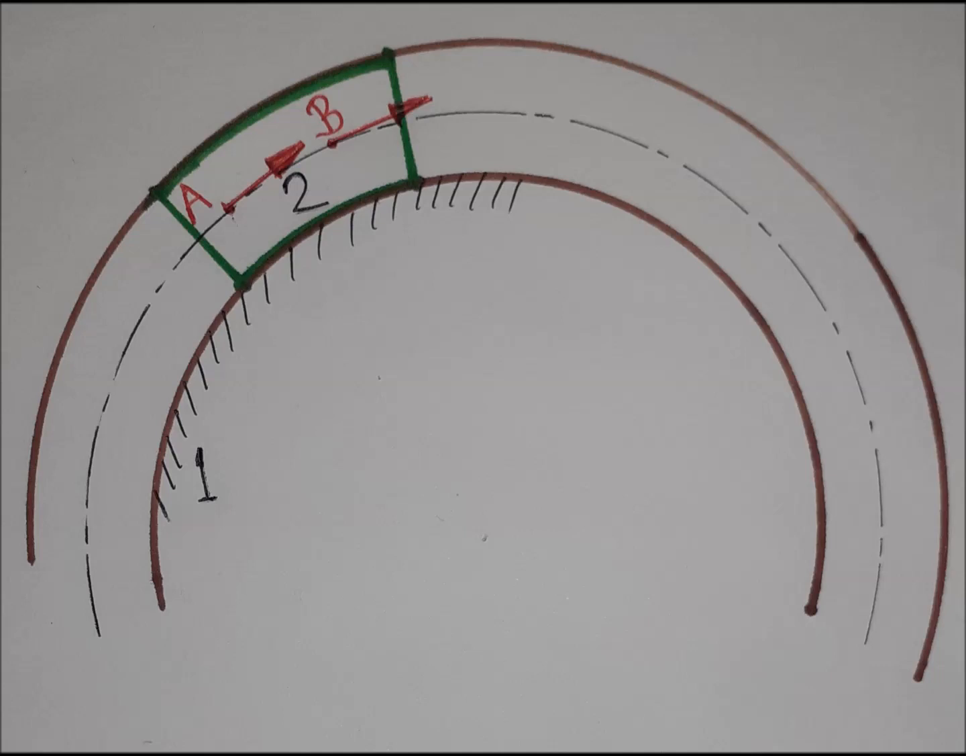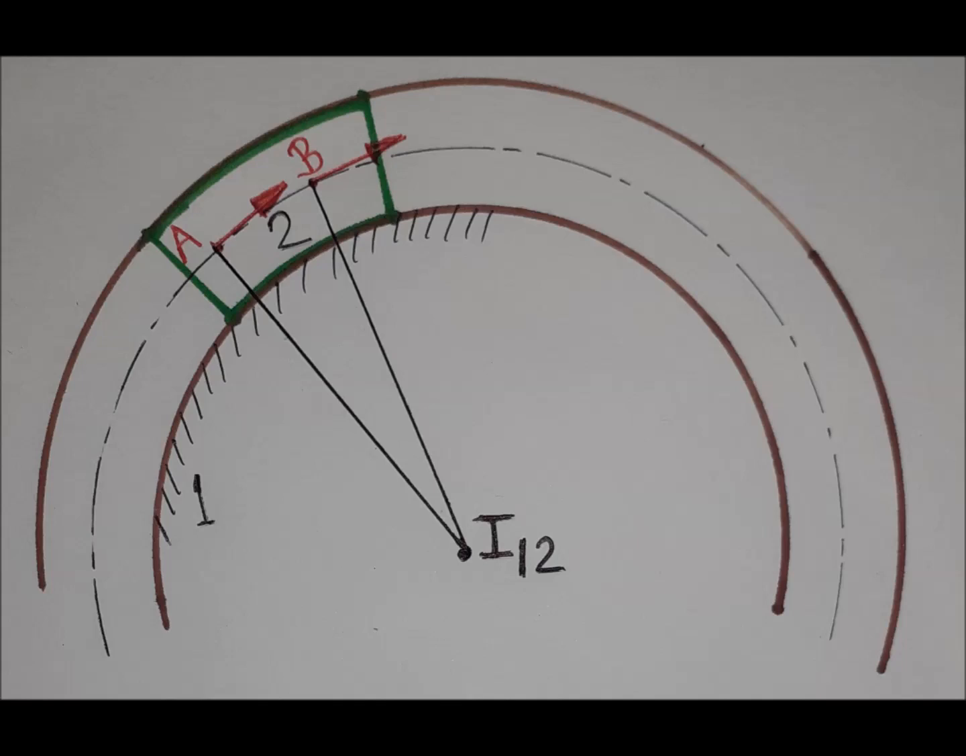To get ICR I12 for relative motion between link 1 and 2, we will draw a line perpendicular to VA and a line perpendicular to VB. At the intersection of these perpendicular lines, we will have ICR I12. Means it will be at the center of the curved slot or center of the curved guide.